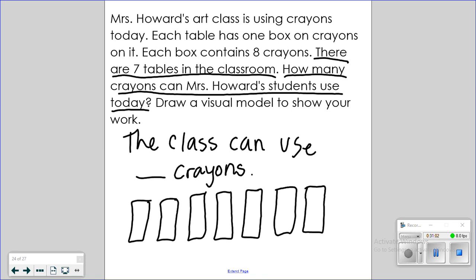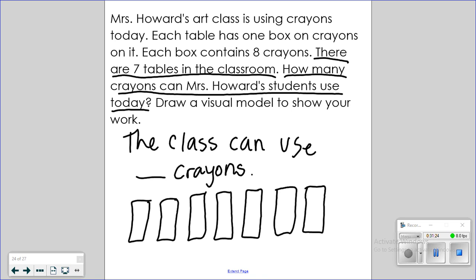What's sitting on all those tables? Elena? Crayons! 50 of them? No. How many? Elena, how many crayons are sitting on each table? 8, because it's just one box. Go ahead and slap some 8 crayons.